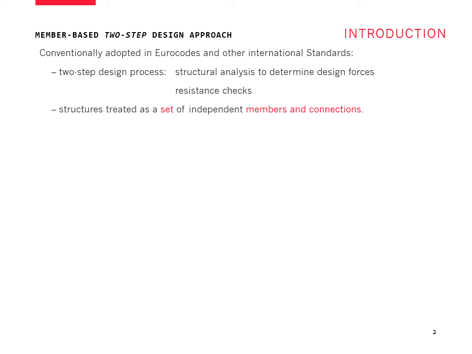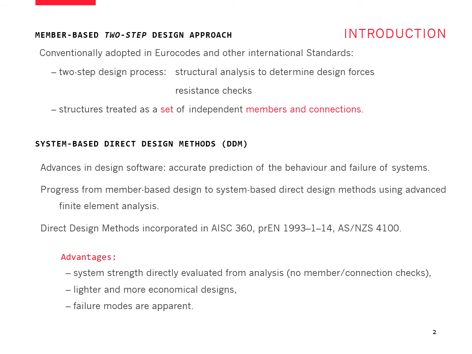Current Eurocodes and other international standards conventionally adopt the member-based two-step design approach. In this method, a structural analysis is carried out to determine design forces, and resistances are then checked, treating structures as a set of independent members and connections. However, advances in design software have made it possible to accurately predict the behavior and failure of systems, and also to progress from member-based to system-based design methods using advanced finite element analysis.